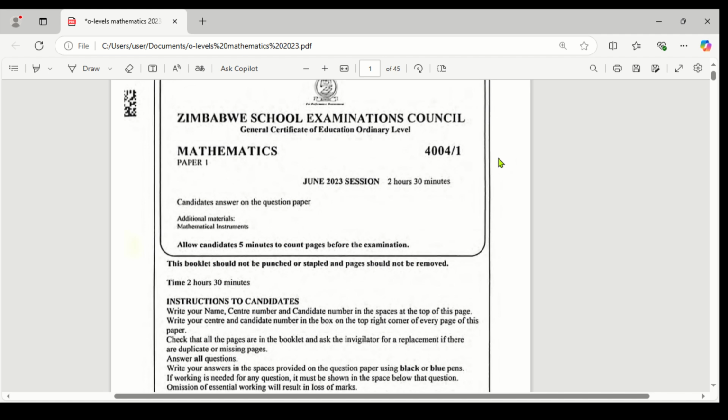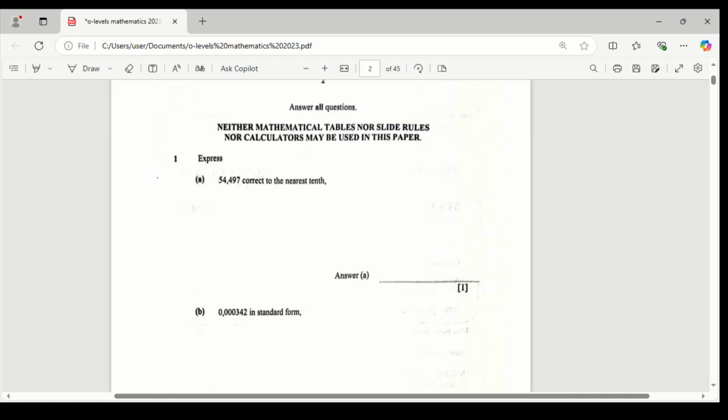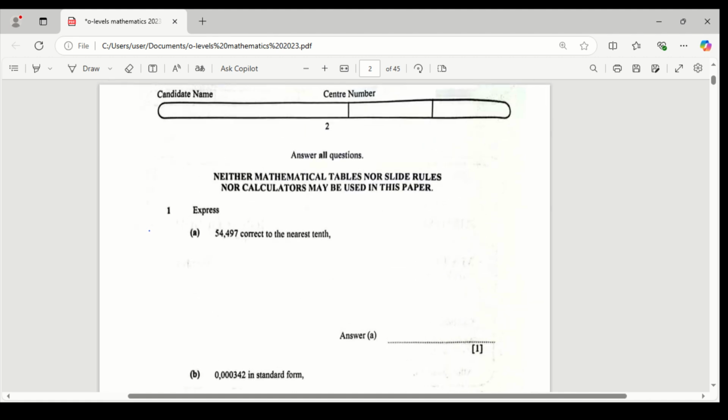So in our today's video we're going to revise Zimsec mathematics paper 1 June 2023 session, which is a 2-hour paper. So we'll be revising it in parts. So we can start with number 1.